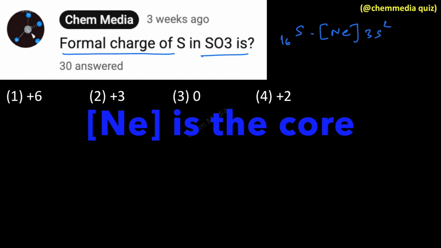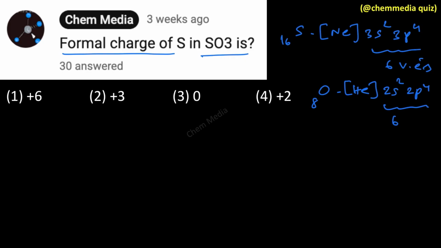Sulfur atomic number is 16. Therefore, the electronic configuration is neon, that has 10 electrons, and then 3s2 3p4. We have 6 valence electrons in sulfur. Oxygen atomic number is 8. Therefore, the electronic configuration is helium, that is the 1s2 core, and then 2s2 2p4. Here also we have 6 valence electrons. Both oxygen as well as sulfur belong to the same group.